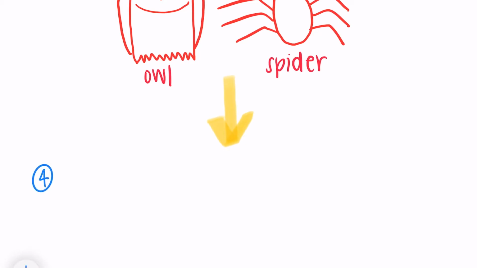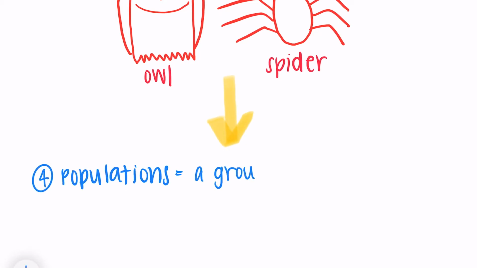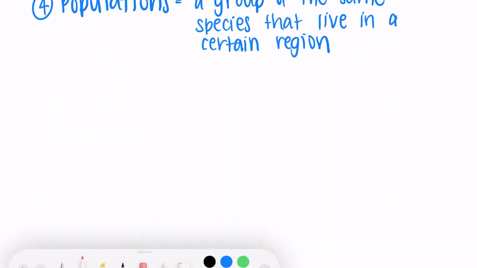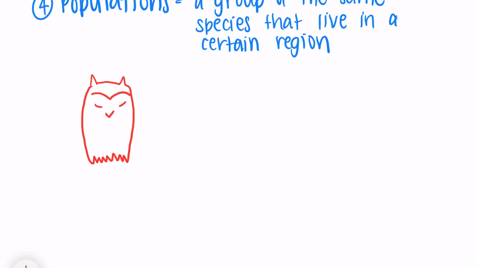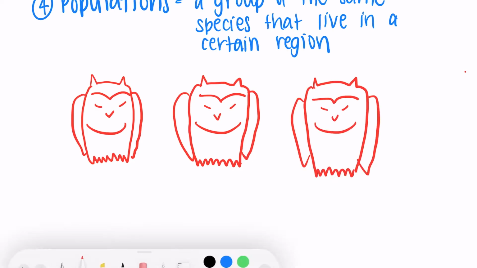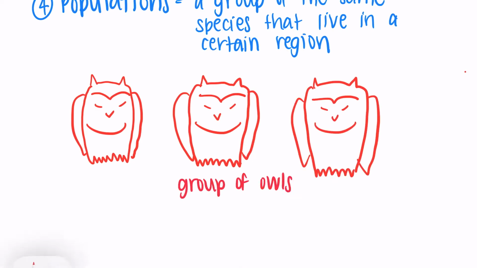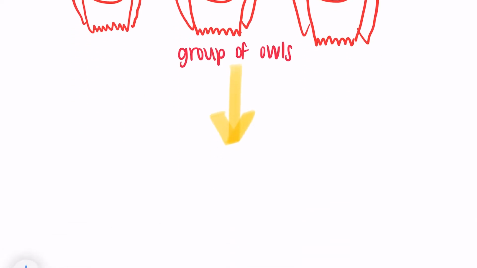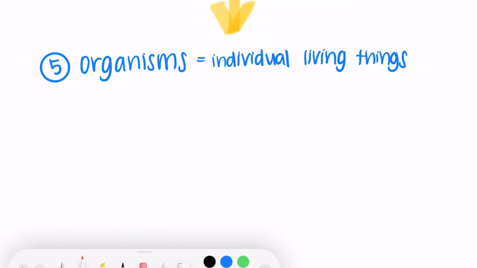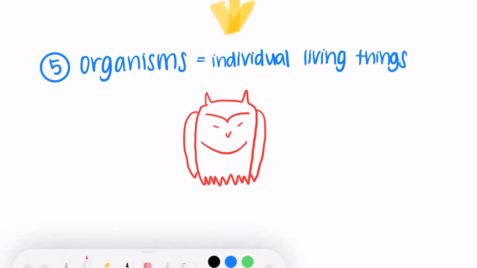Next, if we zoom in closer, we reach populations. A population is a group of the same species that live in a certain region. For example, in our forest ecosystem, the entire group of owls make up the owl population. Now, within each population, there are individual organisms or living things. For instance, within the owl population, there are individual owls.